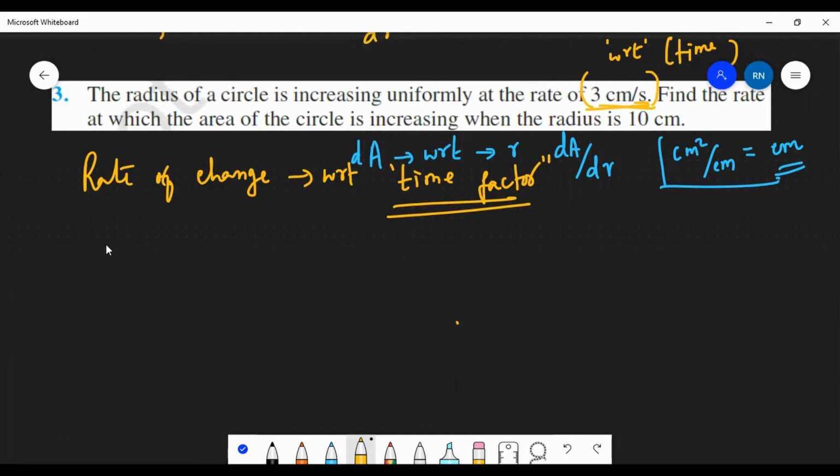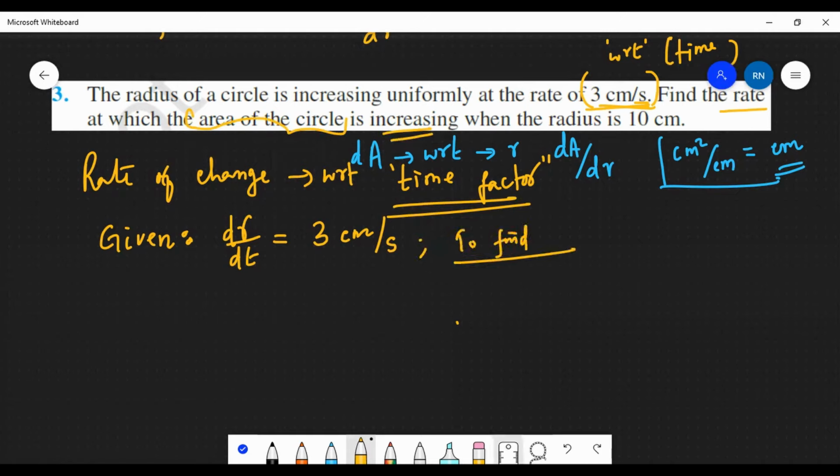So the radius is changing. What is given in this question? The radius changing is dr, and with reference to time, dt, so dr by dt, the speed, is given as 3 centimeter per second. Find the rate at which the area is increasing. So your job is to find the rate of change of area. What is the mathematical symbol for rate of change of area? Change of area, but rate with respect to time: dA by dt. This is what you have to discover. And the numerical value of the radius, when given, is to be substituted at last.